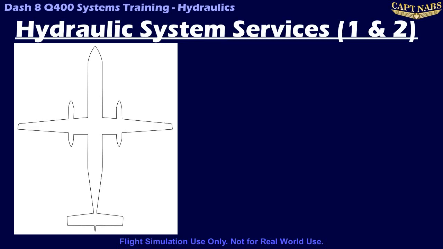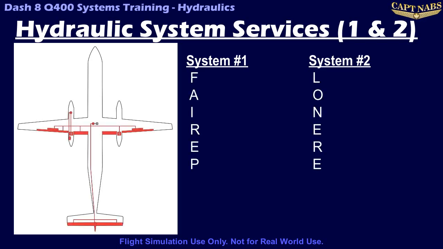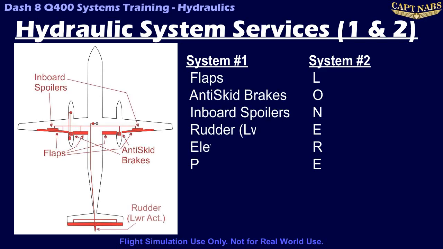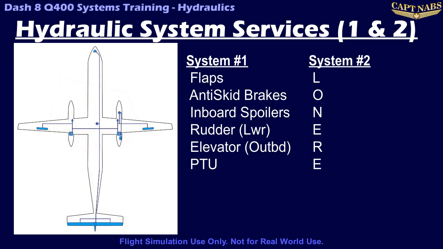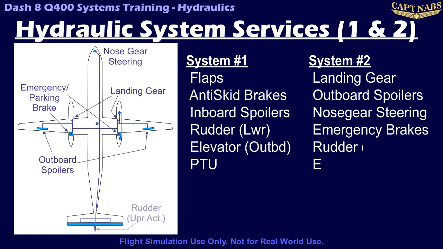Each hydraulic system in the Dash-8 feeds a separate set of systems around the aircraft. Here is a memory tool to help you remember which system feeds which systems. FARE EP and Loaner E. FARE EP for the number 1 system stands for flaps, anti-skid brakes, inboard spoilers, rudder, elevator, and PTU. Loaner E for the number 2 system stands for landing gear, outboard spoilers, nose gear steering, emergency brakes, rudder, and elevator.